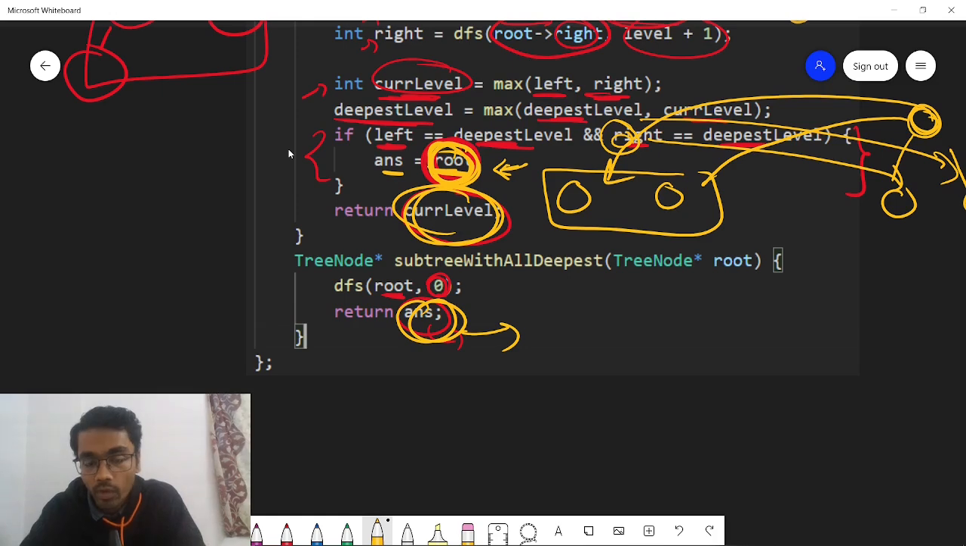So I hope you understand this entire problem. I have attached a few more binary tree questions in the description, so you can watch those too. I hope you understand this solution.